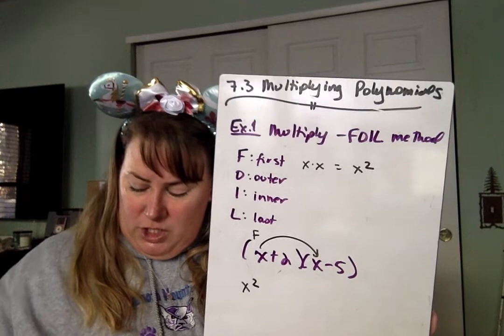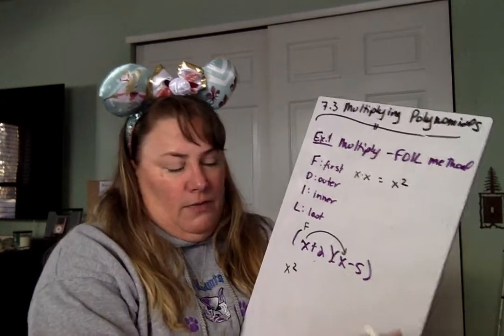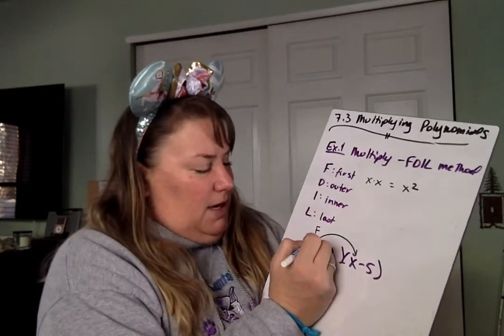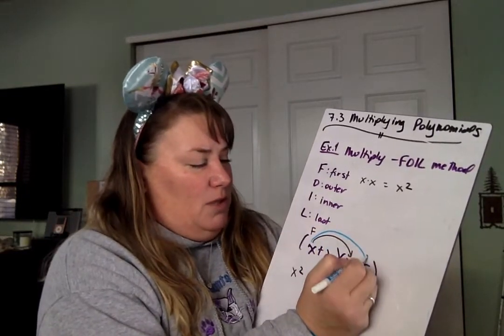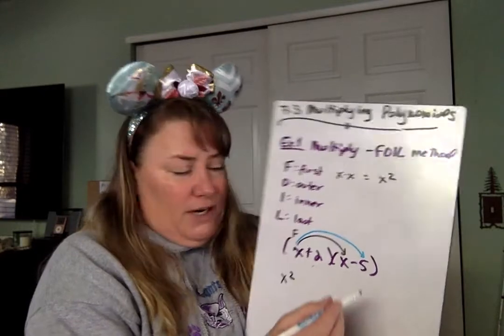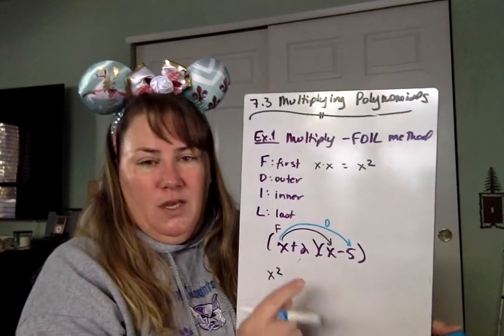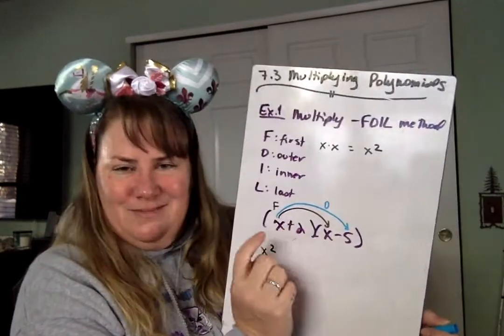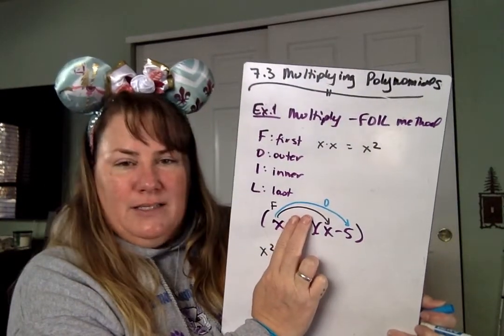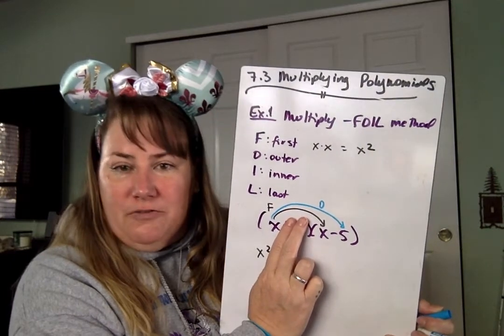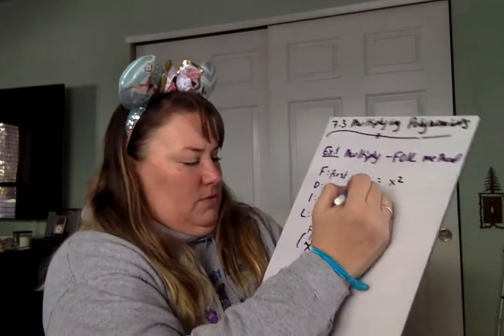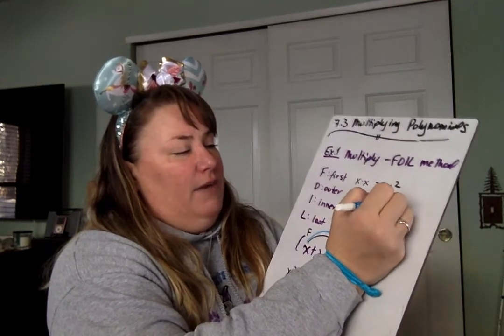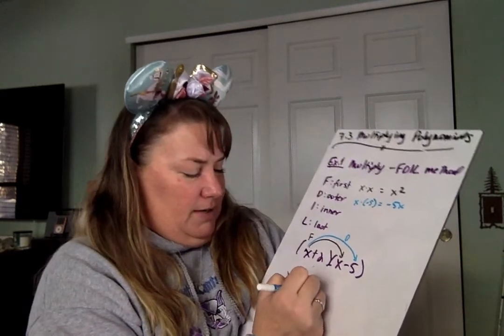And then I'm going to change colors. The next we're going to be multiplying is our outer terms. So you're going to multiply the outer term of one binomial with the outer term in the other binomial, and that's O. So you're multiplying x times negative 5. So really what FO is, is taking x and multiplying it by x and negative 5. So this is x times a negative 5, which is a negative 5x. So negative 5x down here.